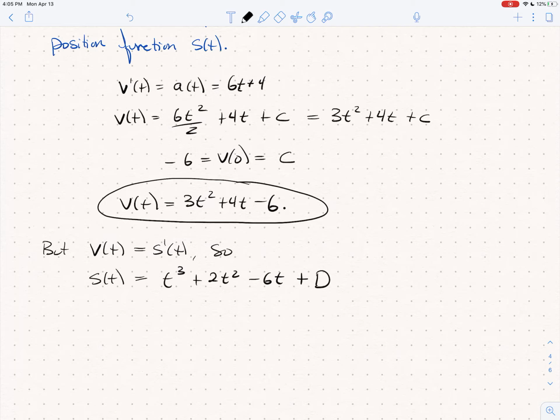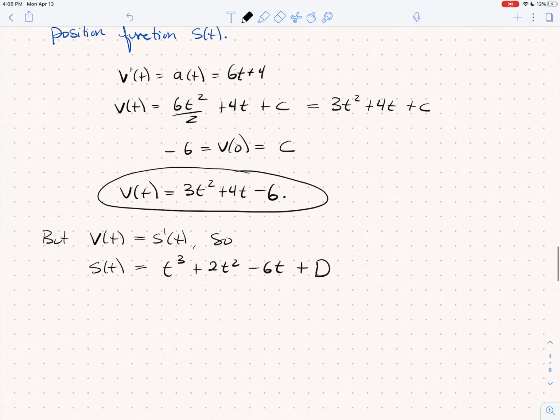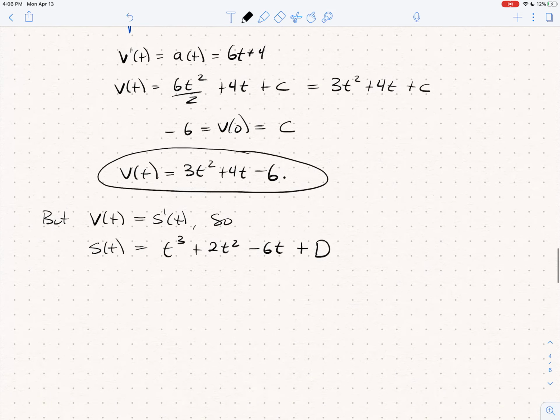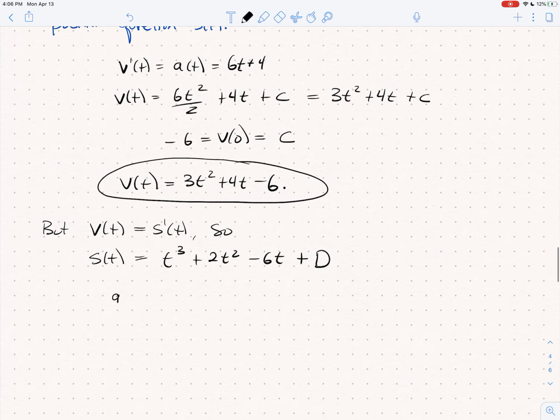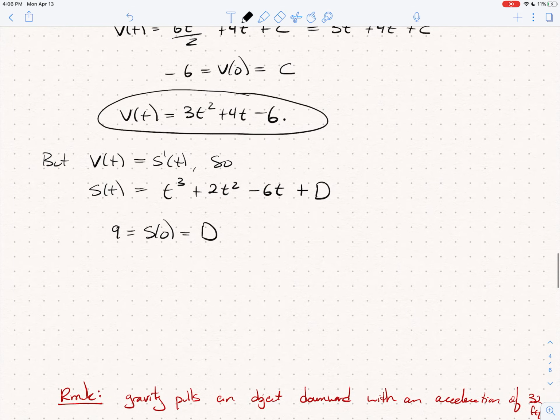I'm going to call it something else. I don't want to confuse myself by using c in 2 different ways, so let's call it d. And then I'm going to recognize that you're told that s of 0 is 9. So 9 is s of 0, which is, when you plug in 0, you get 0 plus 0 minus 0 plus d. So d is 9, and these have been pretty easy to solve. You haven't had to work too hard.